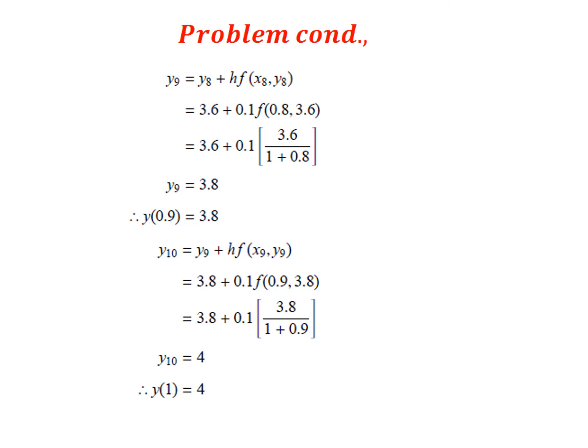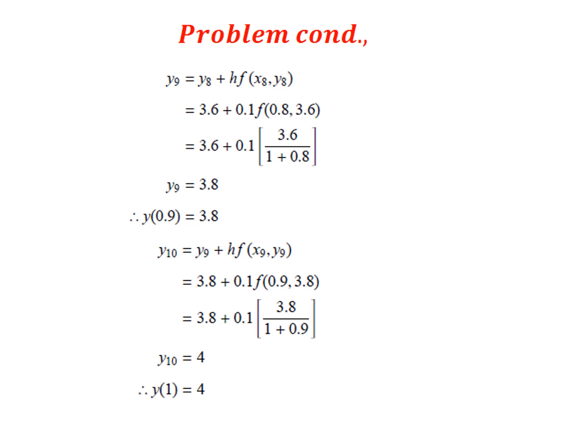And finally, we are finding y10. Why we are finding this many values? Because they are given the interval 0 less than or equal to x less than or equal to 1. So therefore, we need to find out up to 1. So that's why we are moving this many steps.